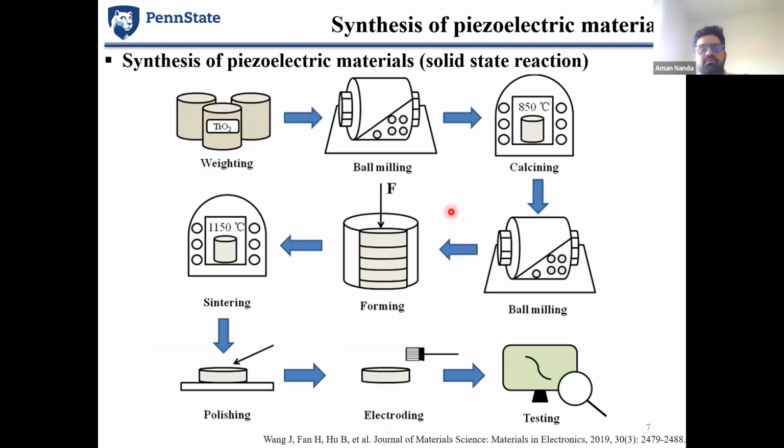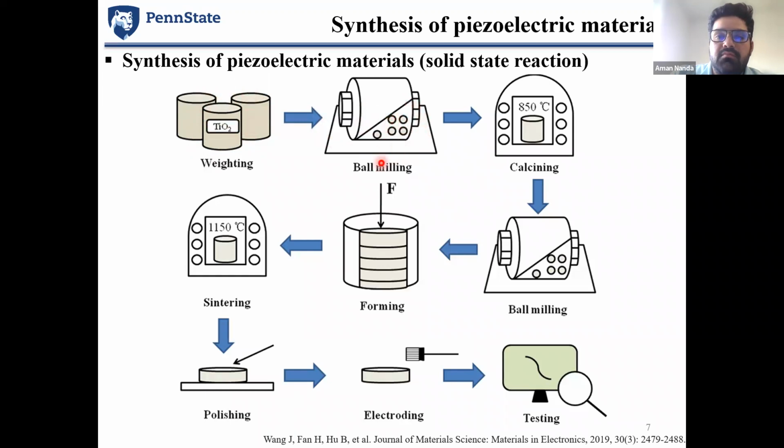Moving on to the synthesis of piezoelectric material, we follow solid state synthesis reaction. So all the reactions take place in the solid state, forming a substitutional solid solution. We start by weighing out the powders. Let's suppose we are making PZT, lead zirconate titanate. We have different oxides: lead oxide, zirconium oxide, and titanium oxide. We weigh them out according to the composition we need and ball mill it.